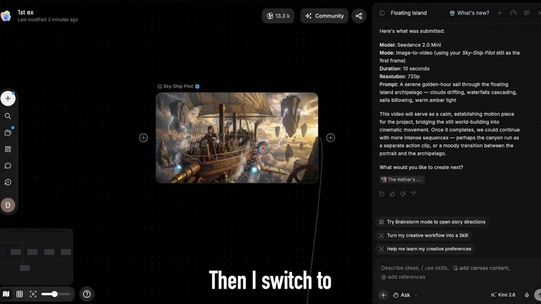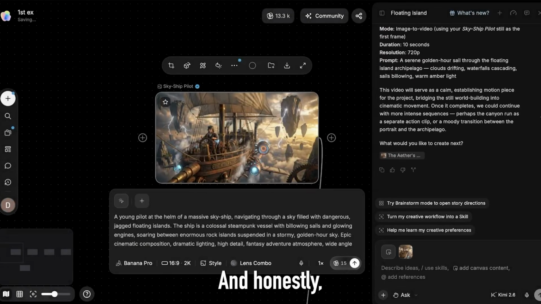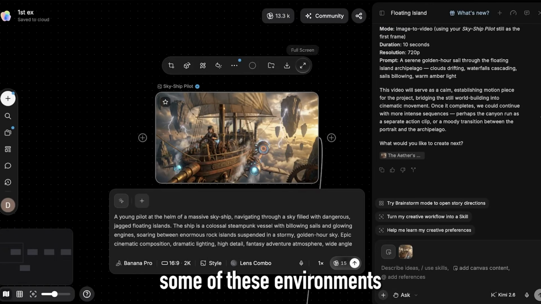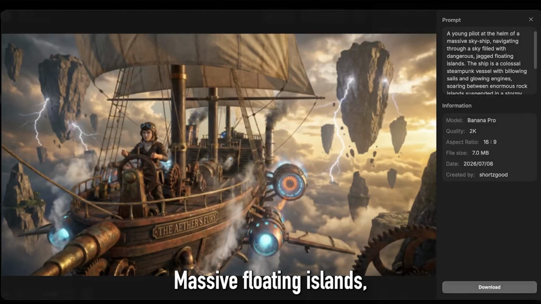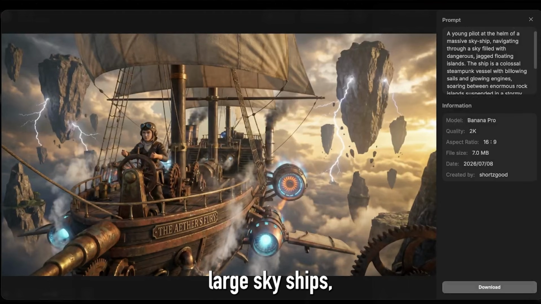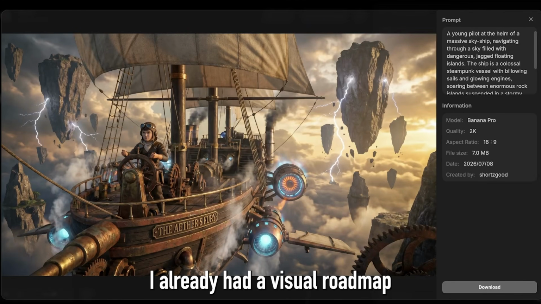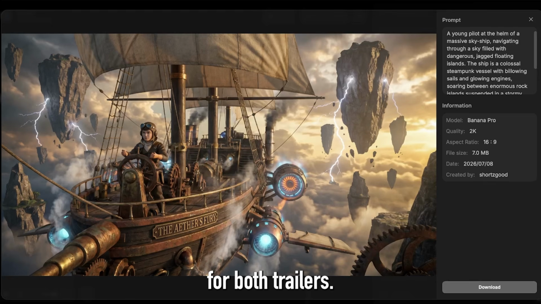Then I switched to the fantasy project. And honestly, some of these environments looked incredible. Massive floating islands, large sky ships, cloud-filled landscapes. At this point, I already had a visual roadmap for both trailers.